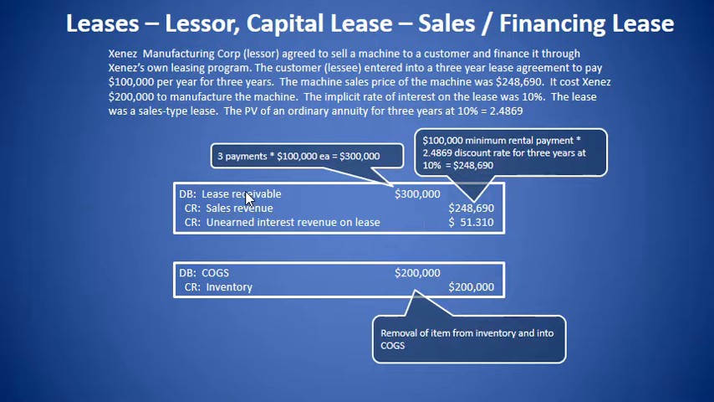We take a look at our lease receivable. It's 3 payments times $100,000 per payment. So our lease receivable over the life of the lease is $300,000. Our sales revenue then is the present value of 3 payments, or the present value of an annuity over 3 years, discounted at 10%. So the amount of the sales price we're assuming would be $248,690. The difference between the $248,690 versus the $300,000 is deemed to be interest revenue earned on the lease, and that's what we'll be amortizing every year with the lease payment.